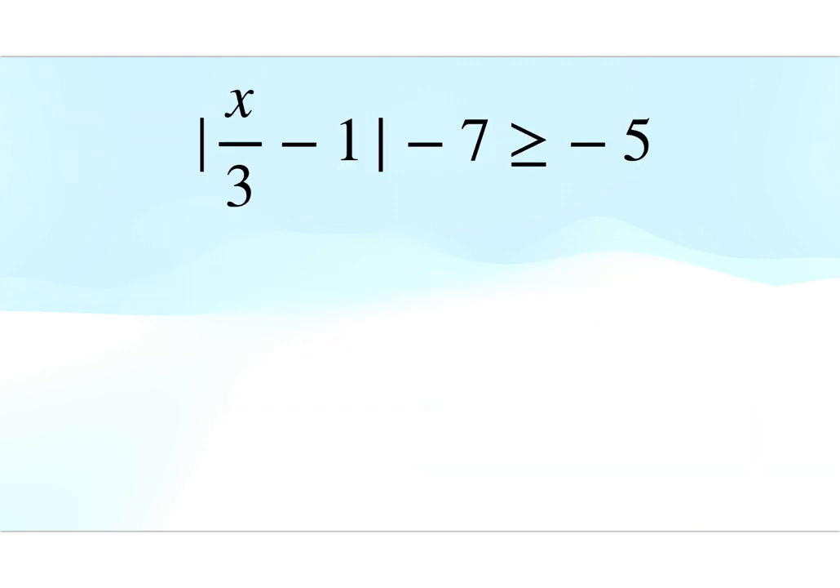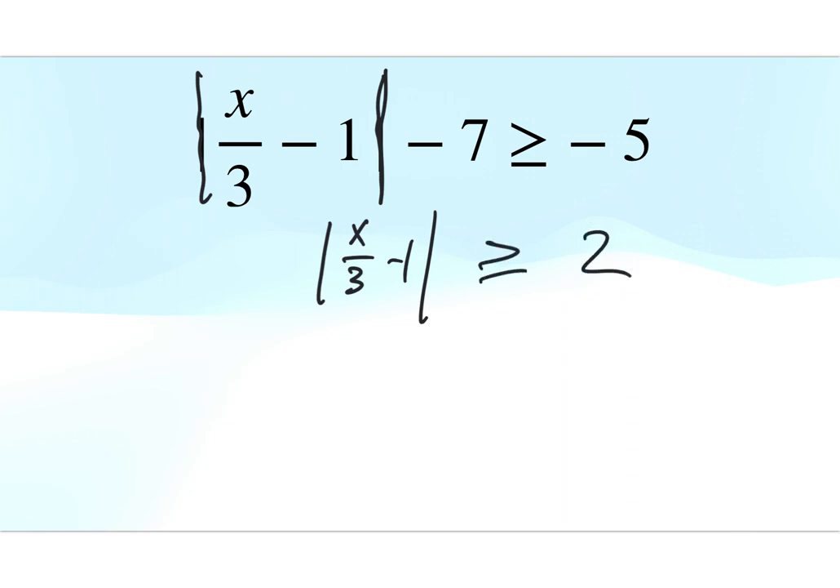When dealing with absolute values, now this absolute value should have been taller, just so we can see that it's the absolute value of that whole thing. Process is, much like square roots, get the absolute value all by itself first. So absolute value of x over 3 minus 1 will be greater than or equal to 2 when I add 7 to both sides.